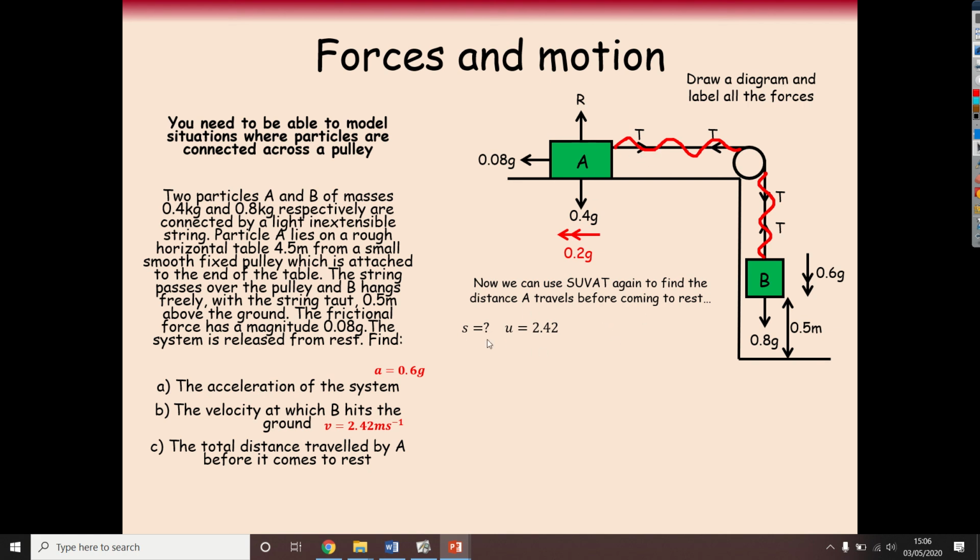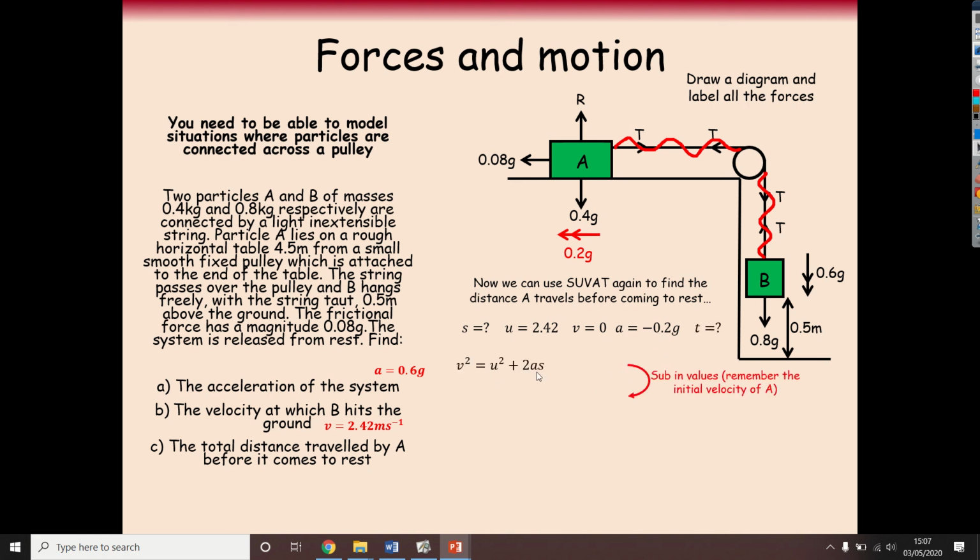So let's see that first. s is what we want. u is 2.42. v is 0 because we want it to stop. And a is minus 0.2g. And time we don't really care about.